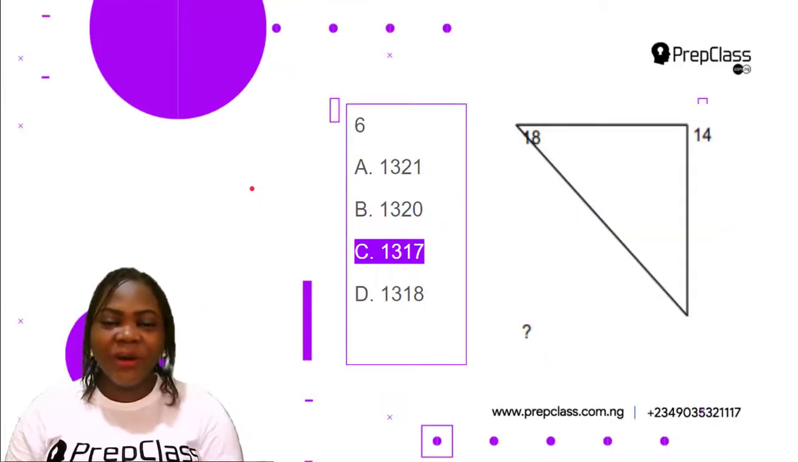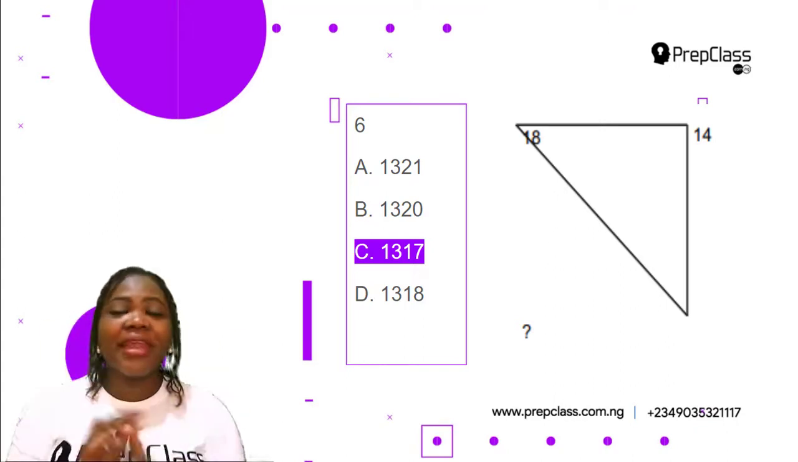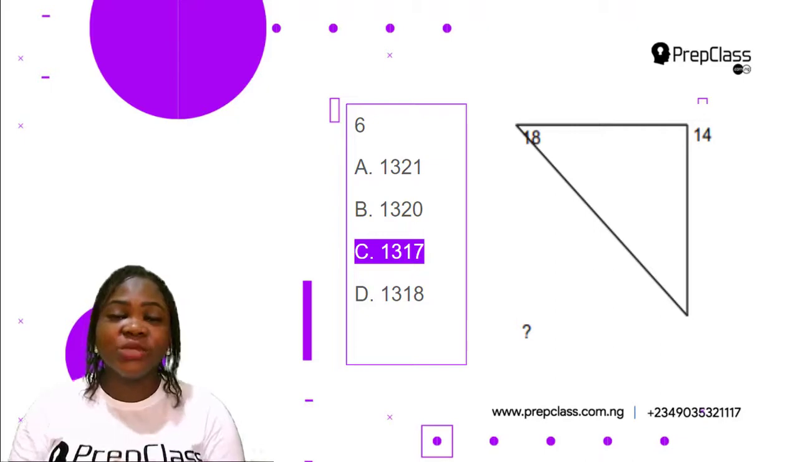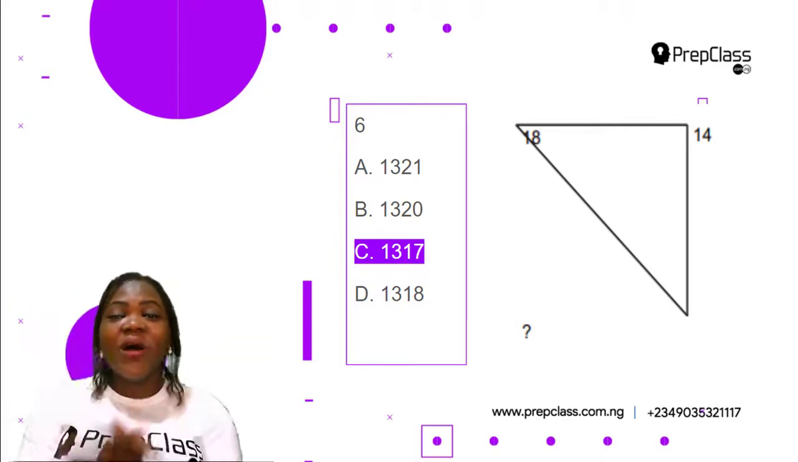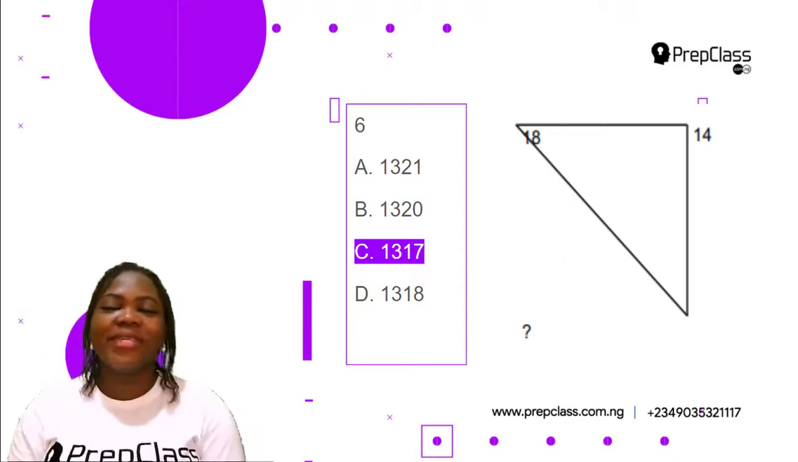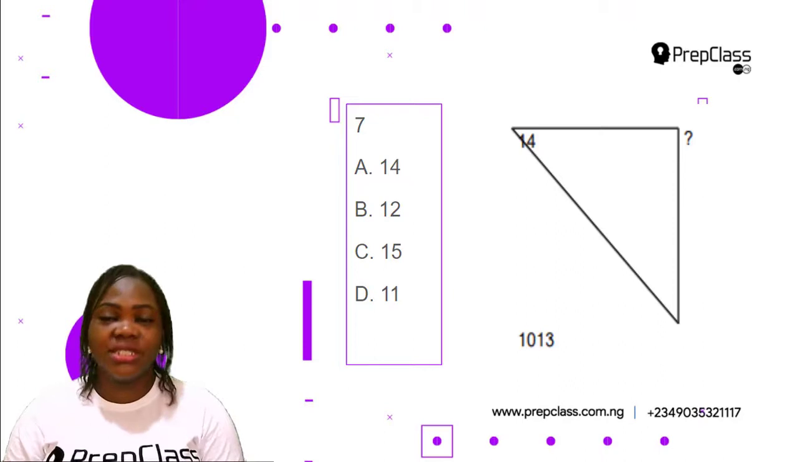So this means that the bottom number here is 1317. So which of the following options is correct? Remember that our answer is 1317. So which option is 1317? Of course, it is C. So the correct option is C, 1317.